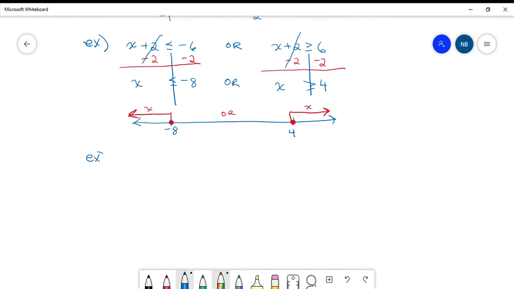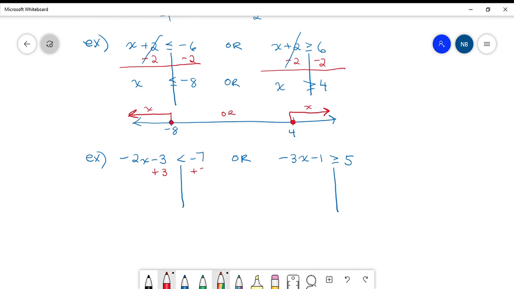Our last example. Negative 2x minus 3 is less than negative 7, or negative 3x minus 1 is greater than or equal to 5. Alright, notice these two expressions on the left look different. That's fine. Just work with what you're given. I'm going to add 3 to both sides of this first inequality. Negative 3 plus 3 is 0, so negative 2x is by itself, less than negative 7 plus 3 is negative 4.